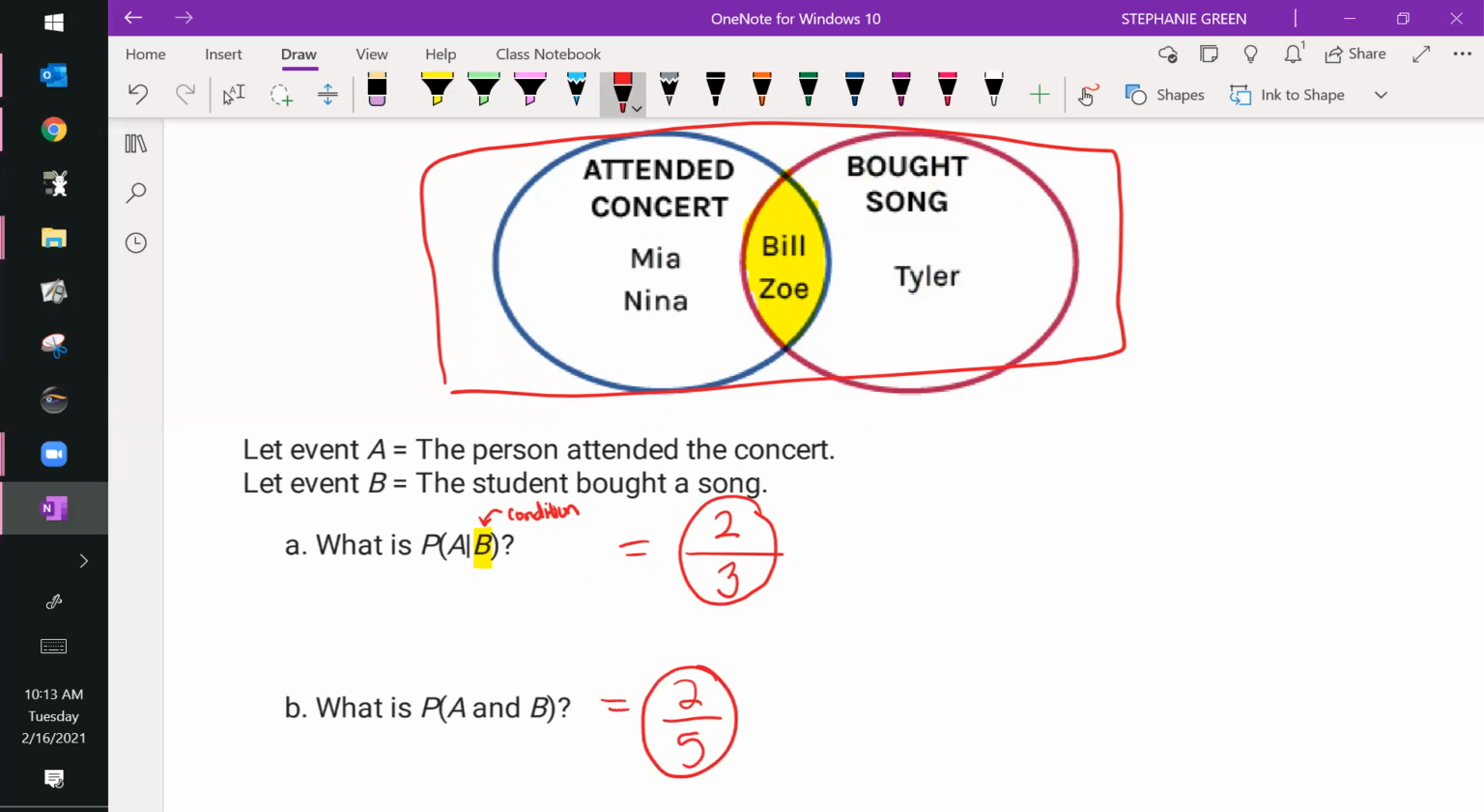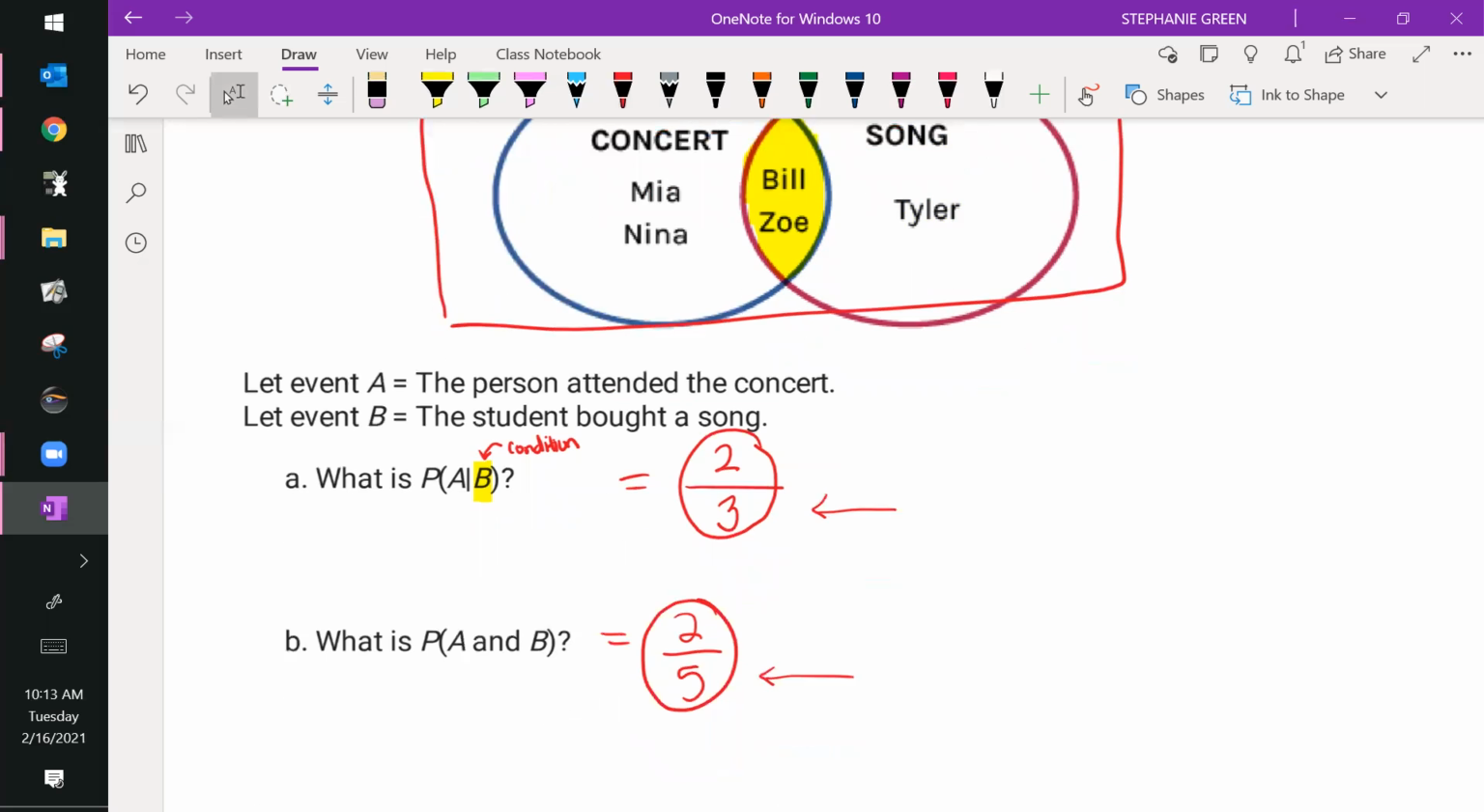Okay, so again, the difference between these 2 probabilities is the denominator. Because in a conditional probability, I was looking at a smaller set of outcomes. In a combined probability, we are still looking at all the outcomes in the sample space.